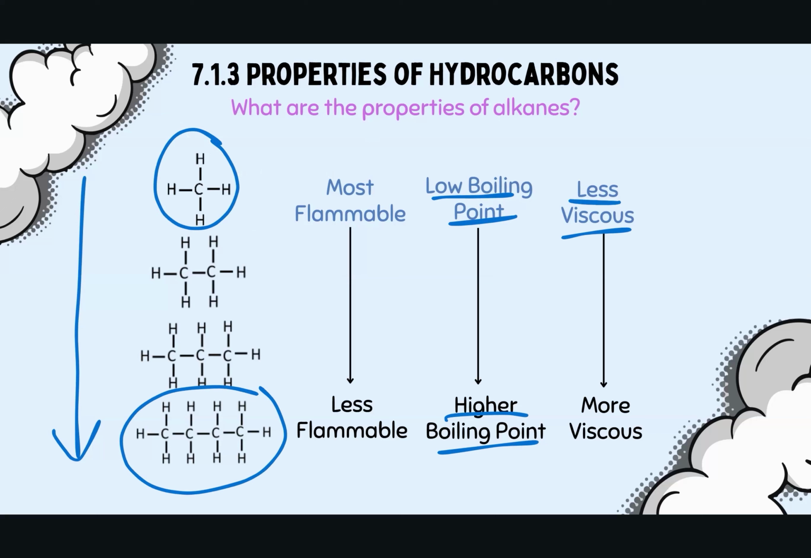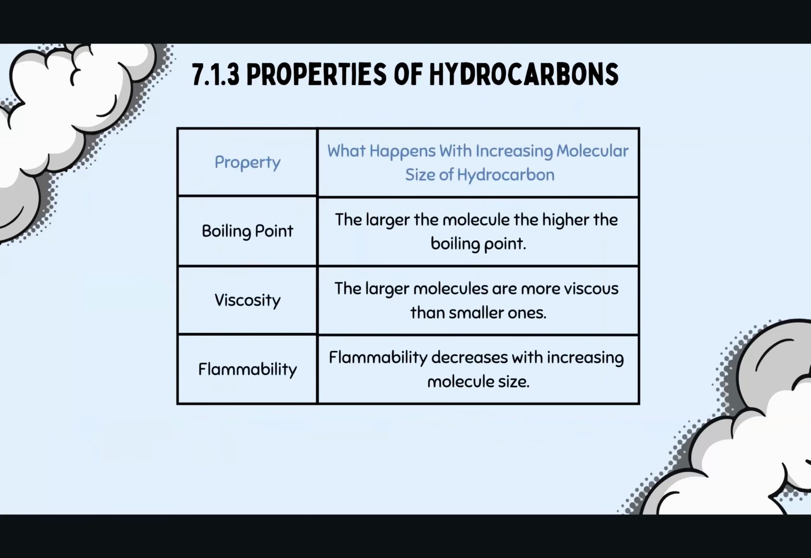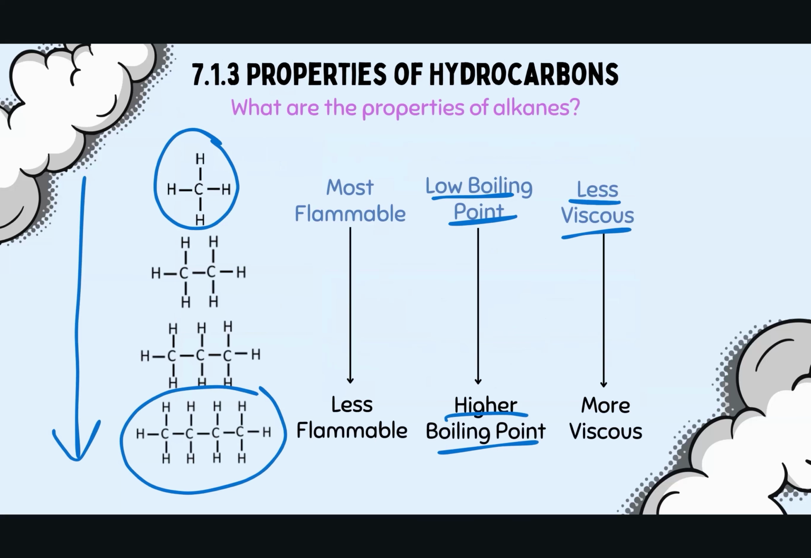The small molecules are less viscous. Viscous is the ability for it to flow. So if something is more viscous, it doesn't flow as well. So lack of ability to flow, I suppose. There's a definition just here. Viscosity, the larger molecules are more, actually that doesn't give you a definition. So less viscous means it flows. The more viscous means it doesn't flow as much.